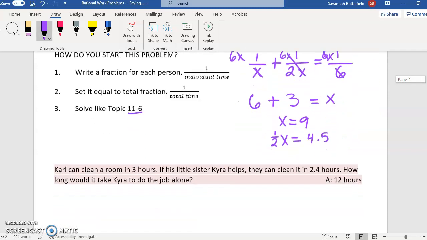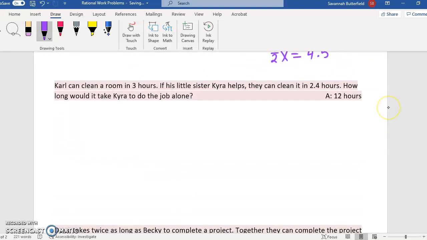Okay, so we're going to go through a couple of different problems, and again, the answers on all of these are right here, so you can double check. We're worried more about the setup, because we already learned how to solve these. So it said, Carl can clean a room in 3 hours. If his little sister Kyra helps, then they can clean it in 2.4 hours. How long would it take for Kyra to do it alone?